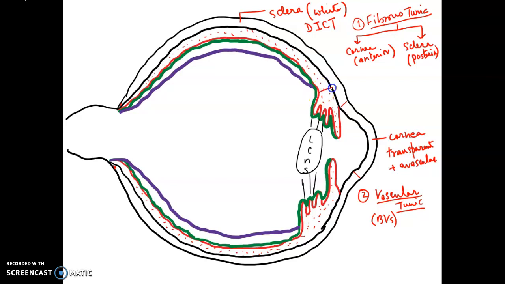Posteriorly, if I draw a line here and here, all the posterior part, like where I have drawn the dots, posteriorly we have the choroid. This is called choroid. This is C, not D. So vascular tunic, posteriorly we have choroid.